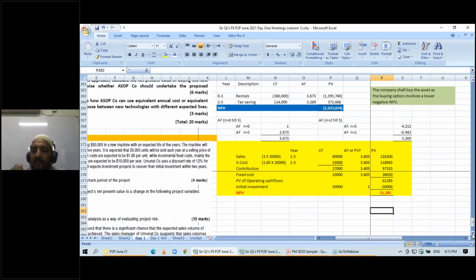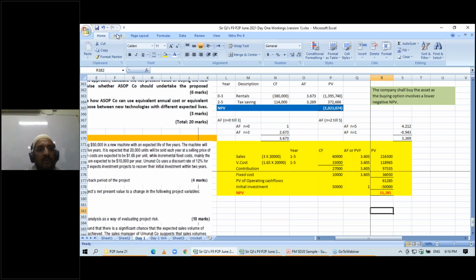In this case, the question is of risk. The risk is that any of the variables, like sales price, falls down. We have taken the sales price as $3. So if the sales price moves down and behaves differently from our estimate, which is $3, what happens?